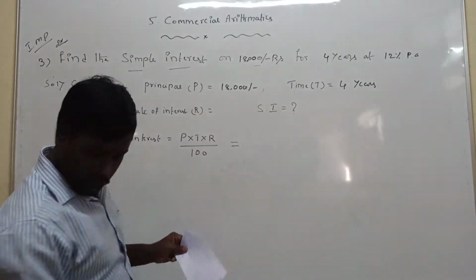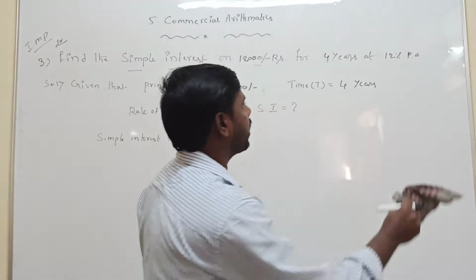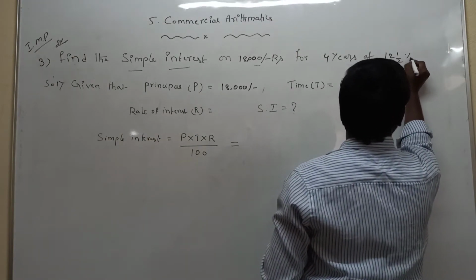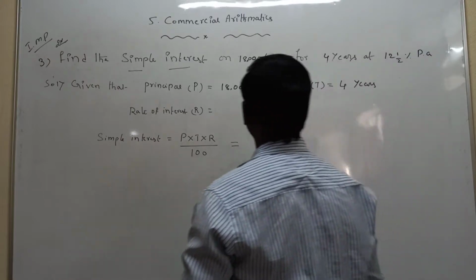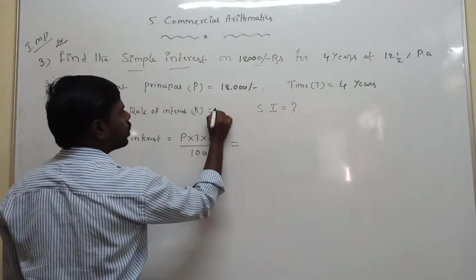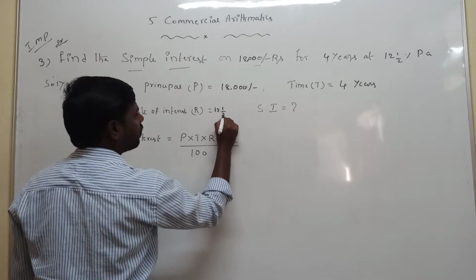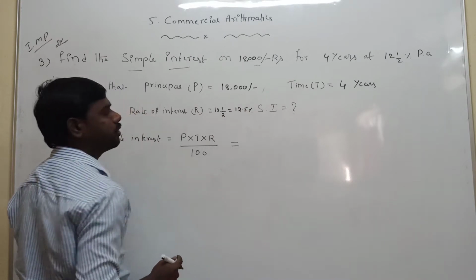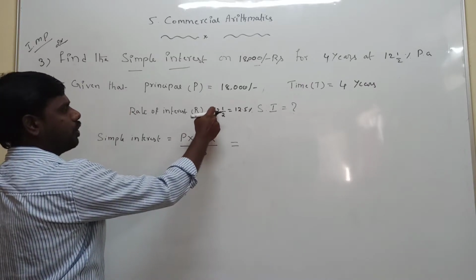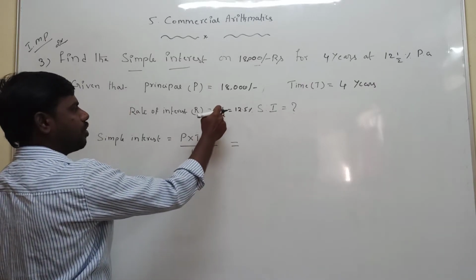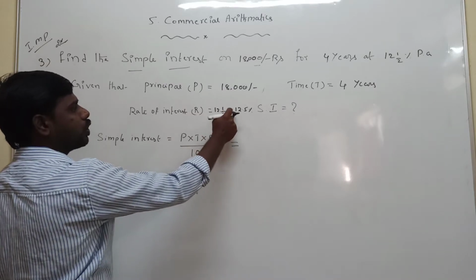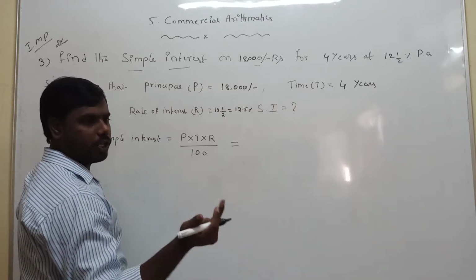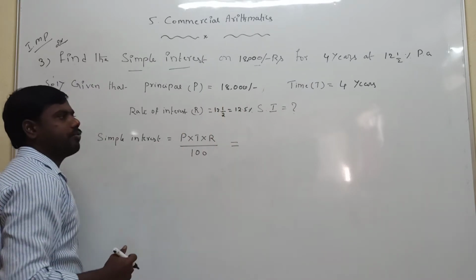Next, they are given 12.5% per annum. What is the rate of interest they are given? 12.5. 12.5% is nothing but, 2 into 12 is 24, 24 plus 1 is 25, 25 by 2 is nothing but 12.5. Or else, 1 by 2 is nothing but 0.5, so 12 plus 0.5 is 12.5 interest.